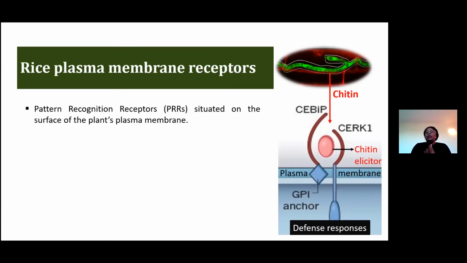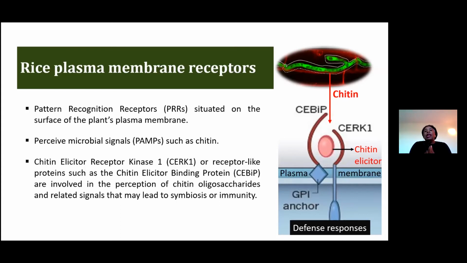And so they colonize the rice plant. In this case, the PRRs, or the membrane receptors, would perceive chitin. I will talk about just CERK1, the chitin elicitor receptor kinase 1. I studied three receptor kinases and a receptor-like protein, called CEBiP, which acts in conjunction with CERK1 to perceive chitin in the case of Magnaporthe oryzae, which is a pathogen invading the leaf.